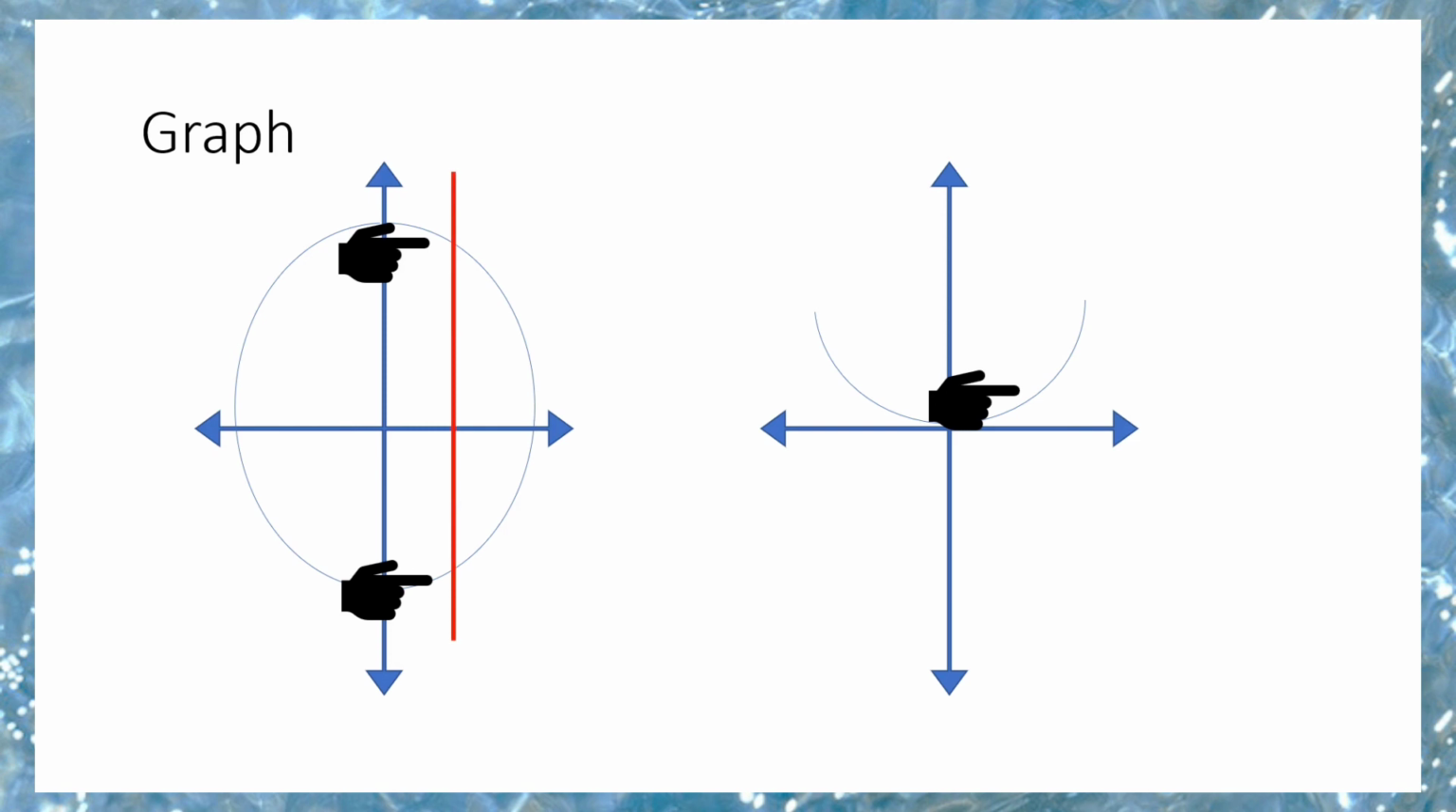So in graph number 1, mapapansin na tinamaan ng vertical line test ang graph ng ellipse ng 2 beses. So therefore that is not a function. While in graph number 2, mapapansin na kahit ilang beses ka mag-vertical line test, isang beses lang tatamaan ang graph ng parabola that opens upward. So, yung unang graph ay not a function, pero yung pangalawang graph ay function.